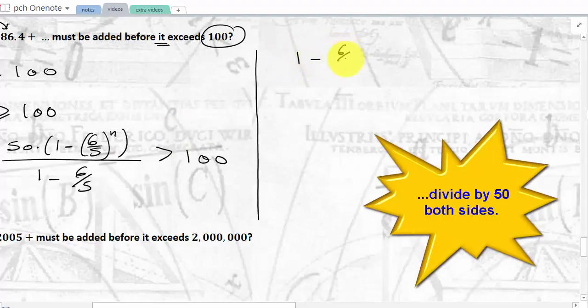1 minus 6 over 5 to the power of n divided by negative 1/5, right? Negative 1/5 is above 2. So I need 1 minus 6 over 5 to the power of n to be smaller than negative 1/5 multiplied by negative 1/6. Therefore, I need 6 over 5 to the power of n to be above, so subtract 1, that's negative 4/3, so it is 4/3 right here.